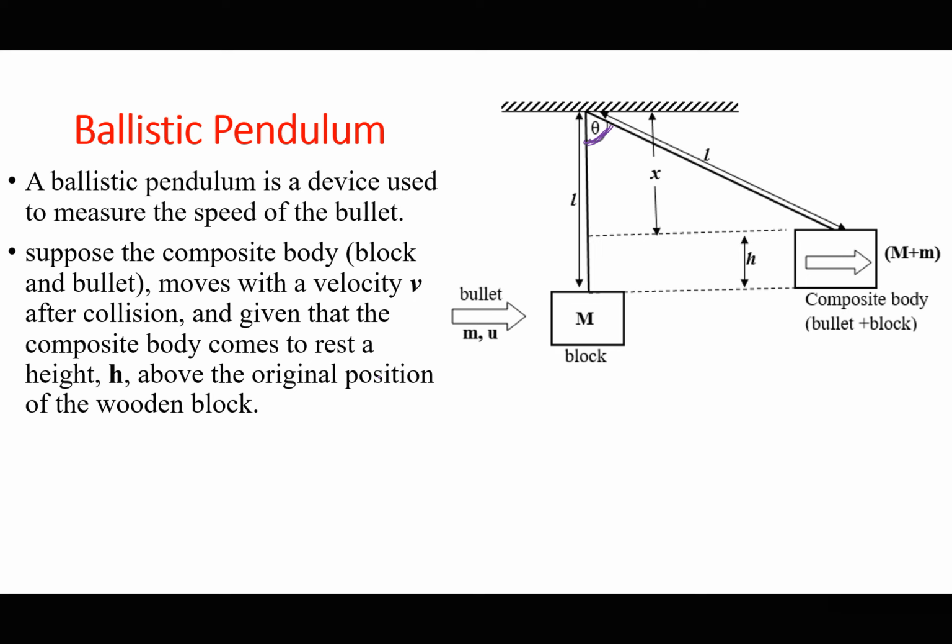So here we are going to conserve momentum. Before the collision, it is the bullet alone which was moving, so the momentum before is going to be m times u, the other one is 0. Then after collision, it becomes one body whose mass is capital M plus m, and the velocity becomes one velocity, which is v.